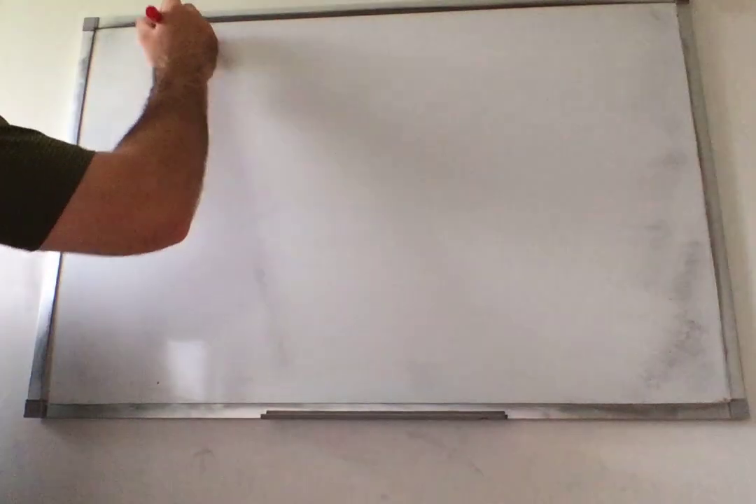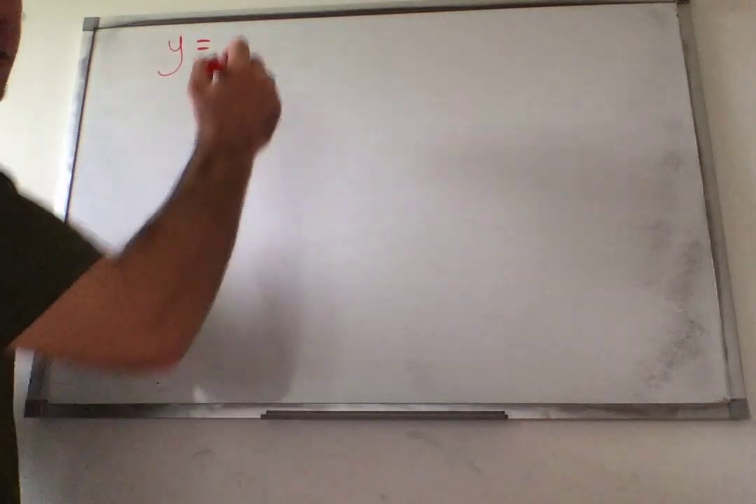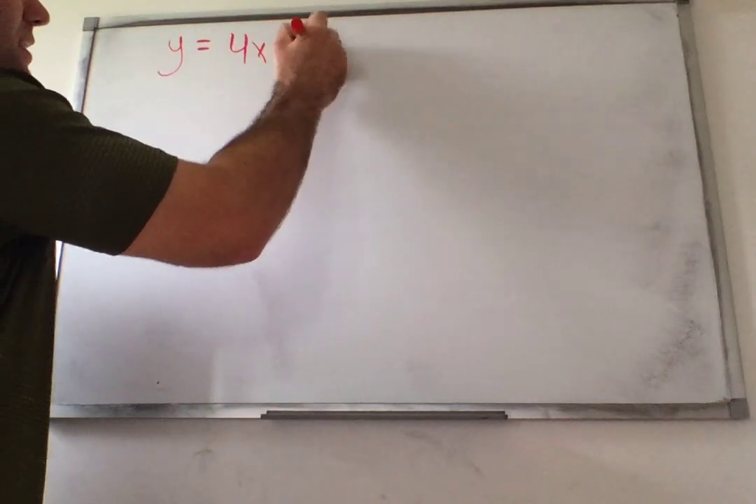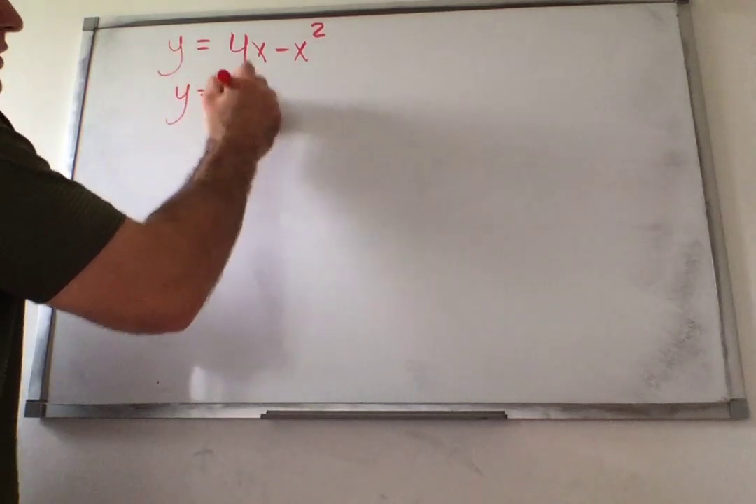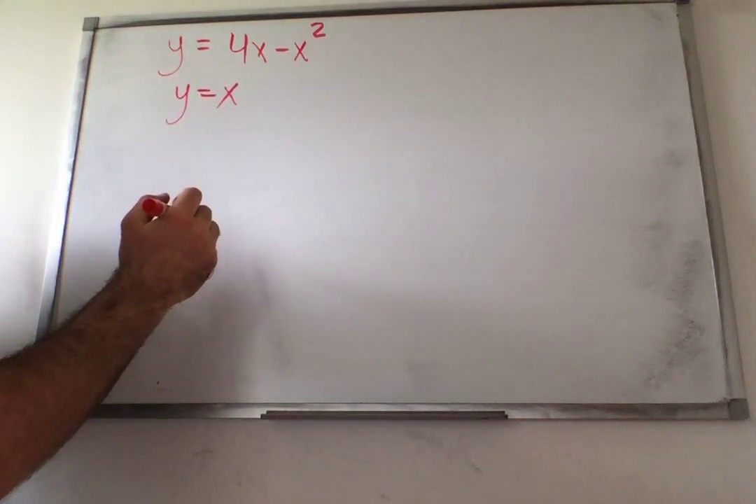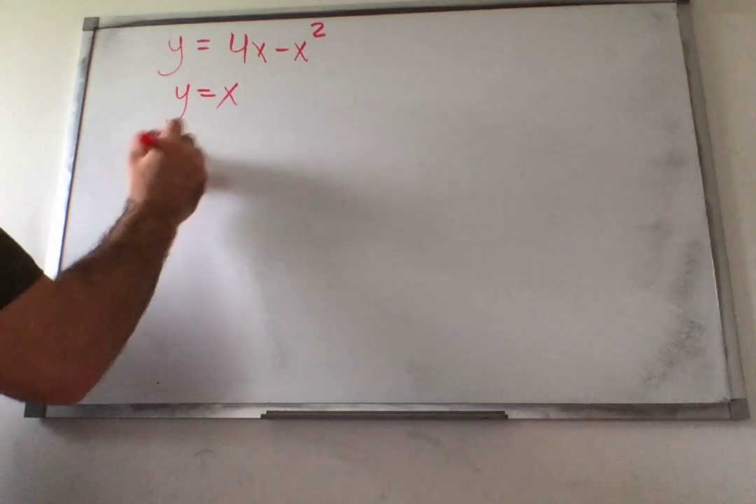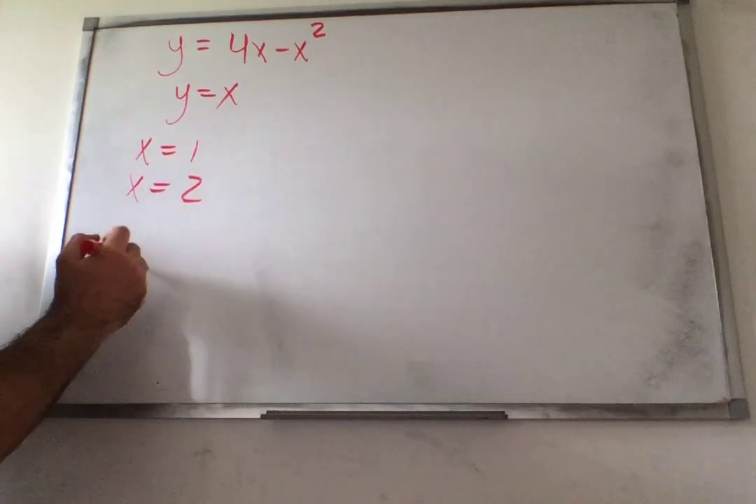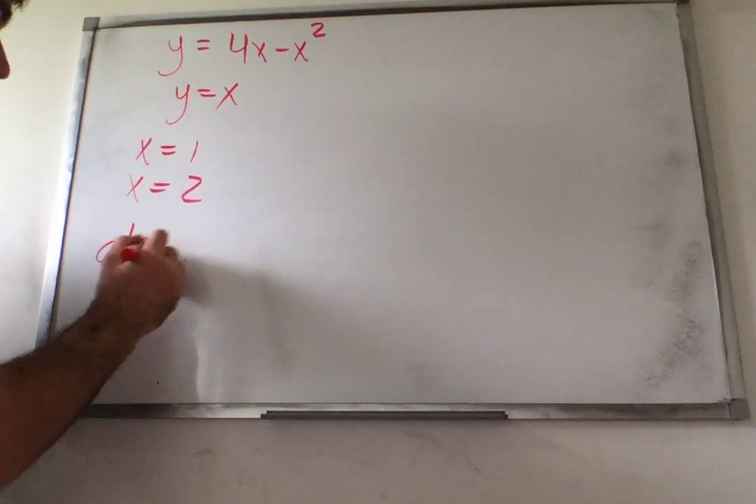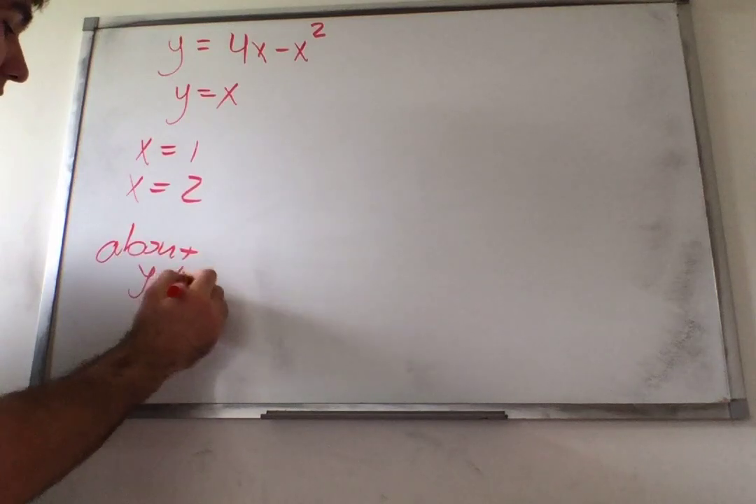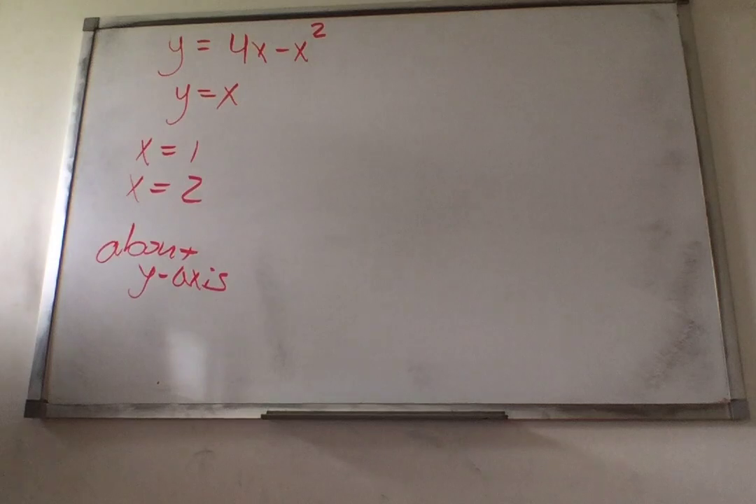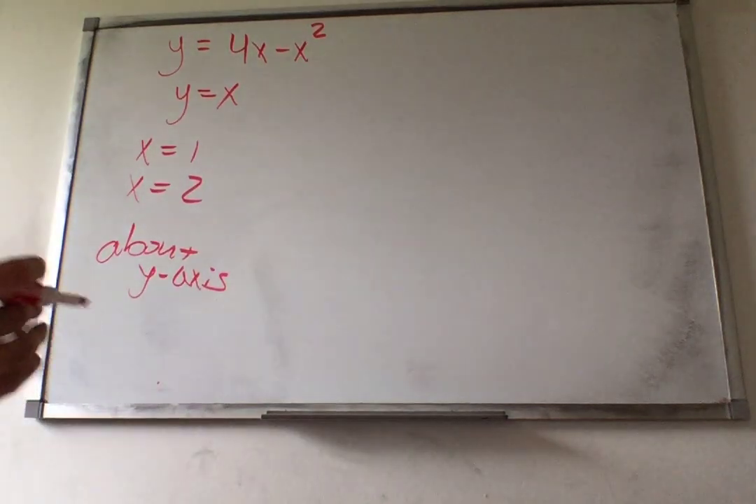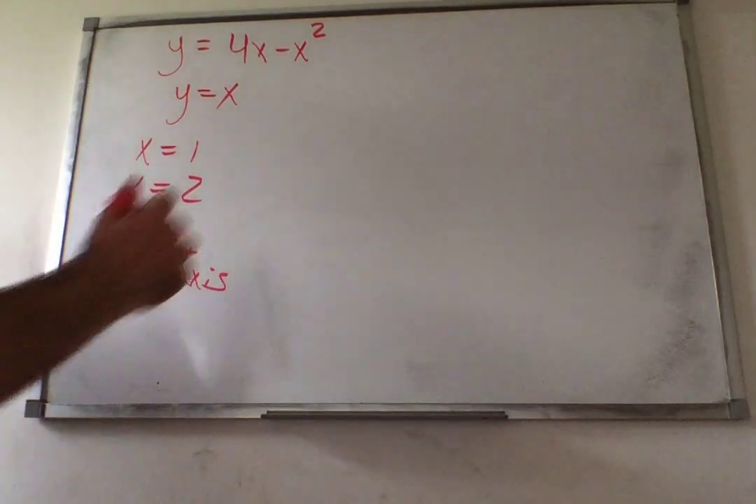It says y is equal to 4x minus x squared. y is equal to x. Let's see, x is equal to 1, x equal to 2, and it says about the y-axis. See, my computer's telling me my storage is almost full, so if the video cuts out for any reason, I apologize.